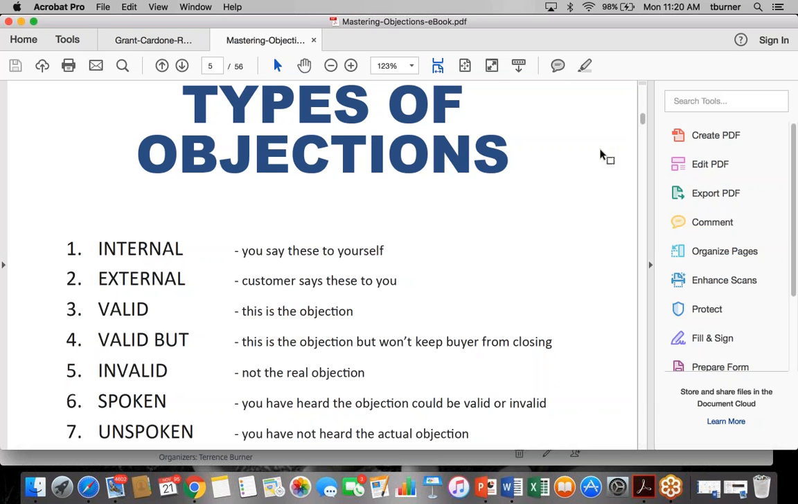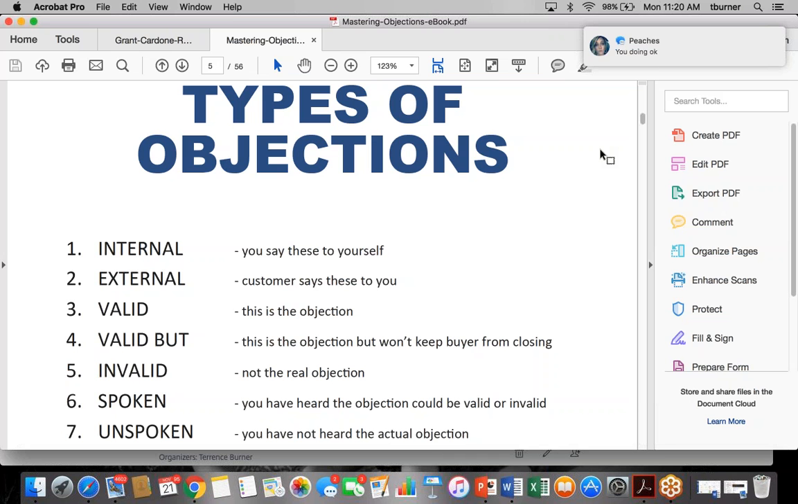Internal objections. The most important thing that you have to adjust and get right is to clear yourself of any of your own objections as to why you wouldn't move forward. And by the way, if you can't make sense of it, how can a prospect or potential client make sense of it? 2, you have the external objections. These are the objections that the customer actually says to you. They come out and say them, they verbalize them.